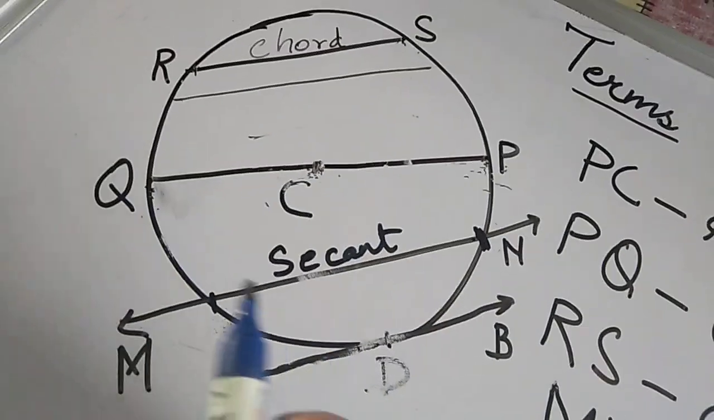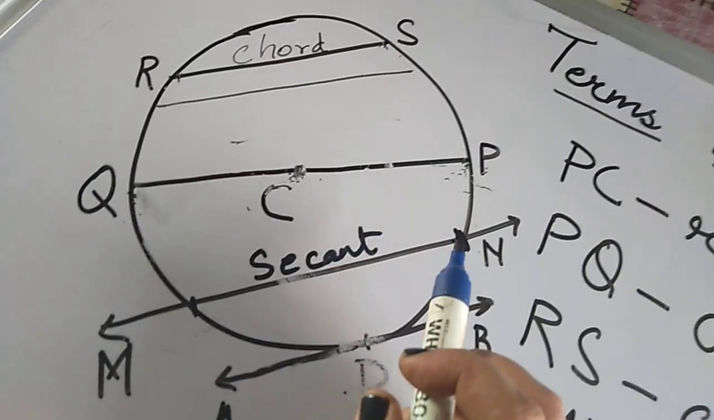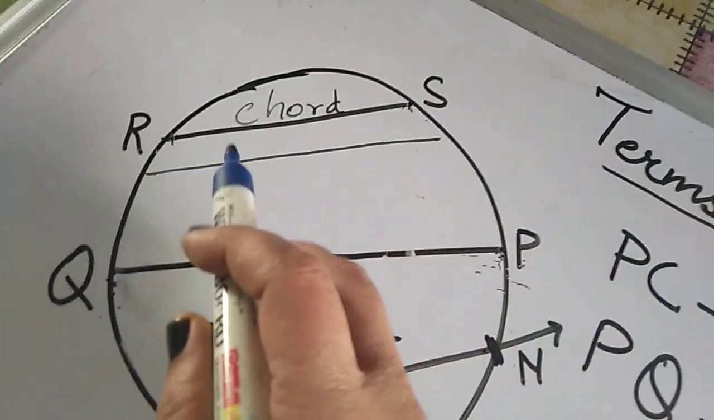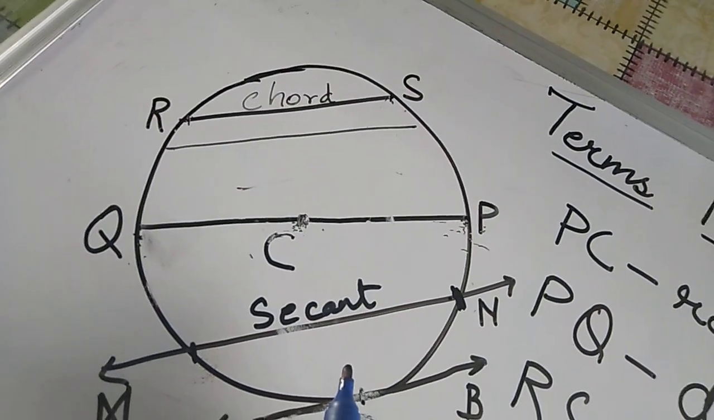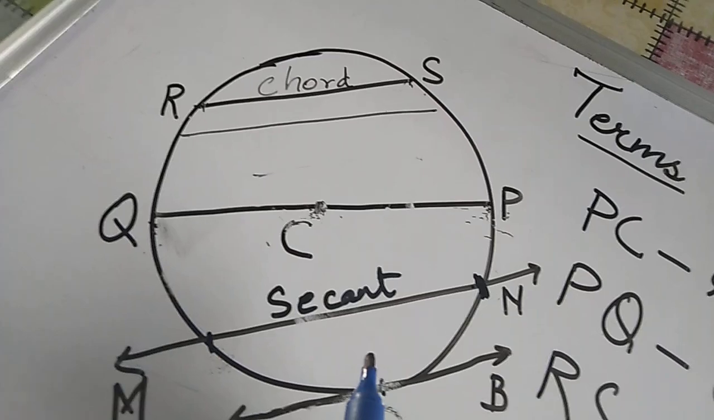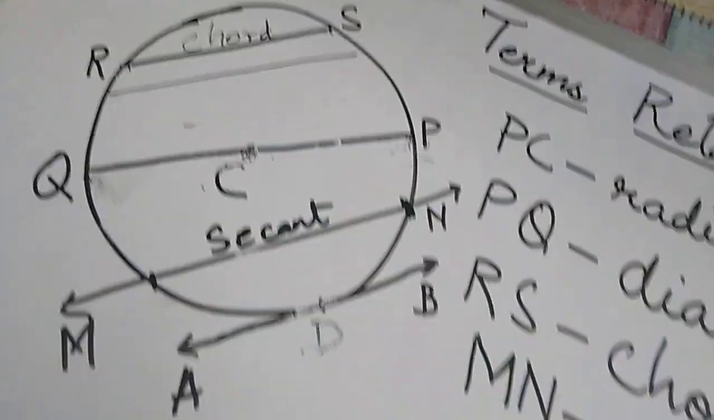A line which cuts the circumference at any 2 points is called a secant, whereas a chord is a line segment which cuts the circumference at any 2 points. A chord has a definite length, whereas a secant does not have a definite length.